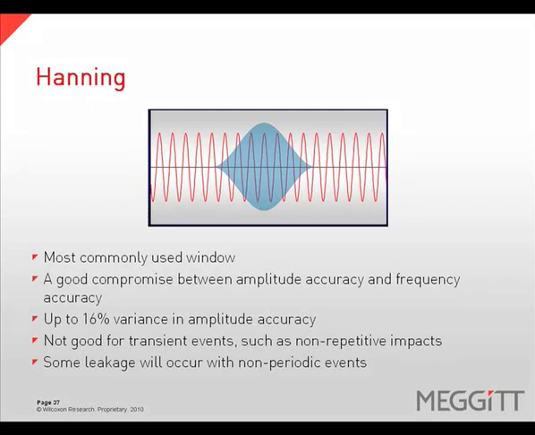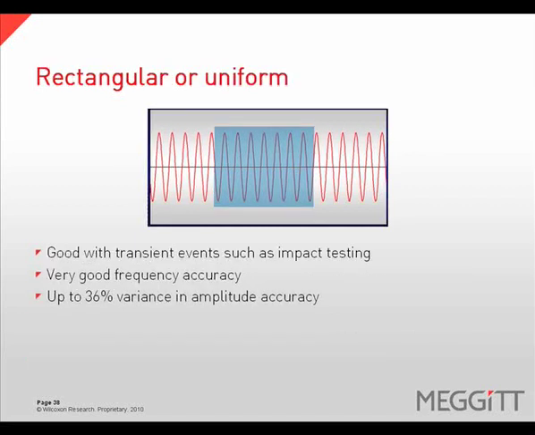It is a good compromise between amplitude accuracy and frequency accuracy. There is up to a 16% variance in amplitude accuracy. A Hanning window is not very good for transient events such as non-repetitive impacts. Some leakage will occur with non-periodic events. A rectangular or uniform window is useful for transient events such as impact testing. This window has a very good frequency accuracy, but not as good of an amplitude accuracy, and can have up to a 36% variance in amplitude.